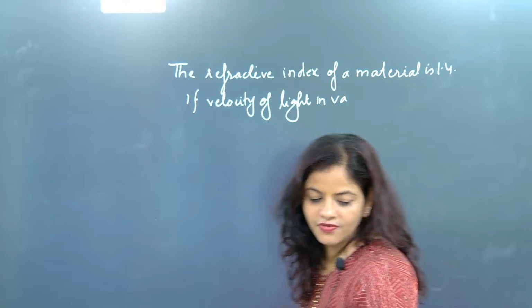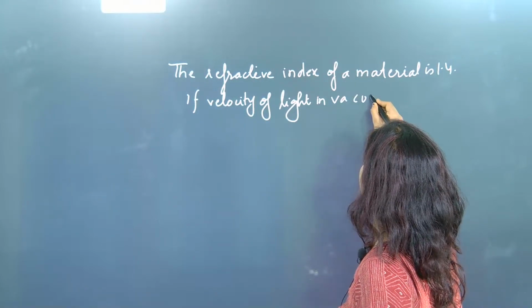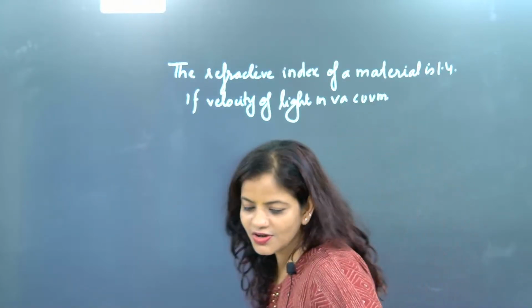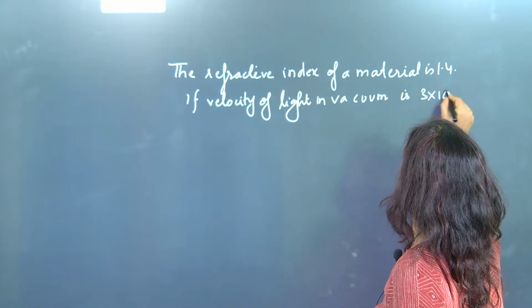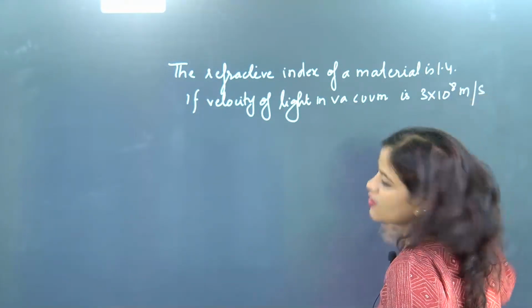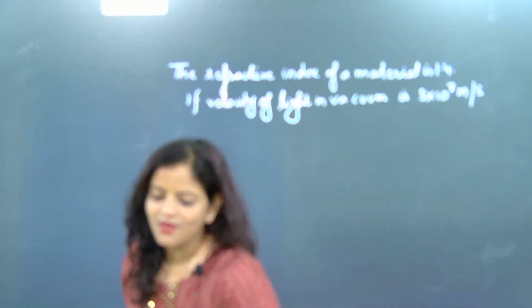If velocity of light in vacuum is 3 into 10 to the power 8 meter per second, velocity of light in vacuum is velocity of light.